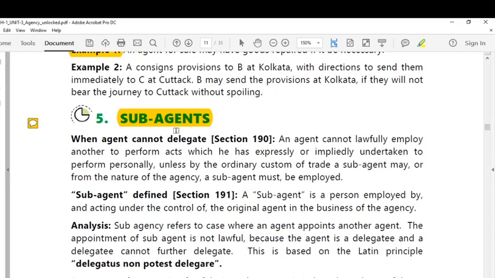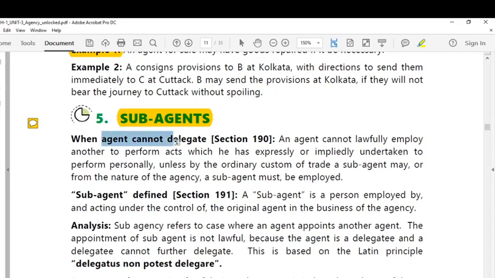So that will not be acceptable in the law. However, there are certain exceptions. Now we will study the subagent's appointment and what are its exceptions. When an agent is appointed, the agent cannot delegate.